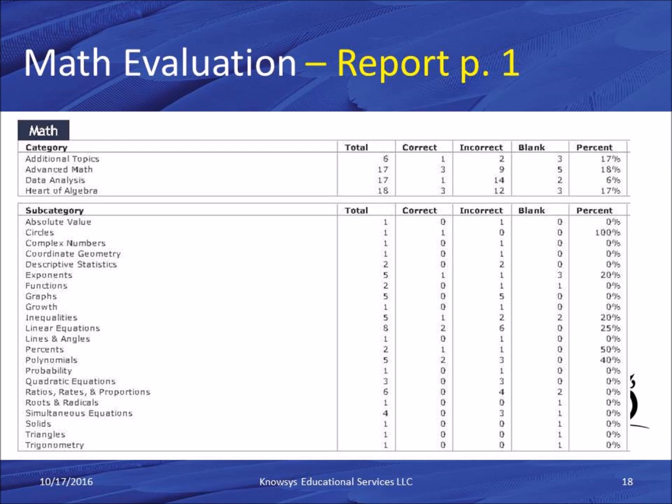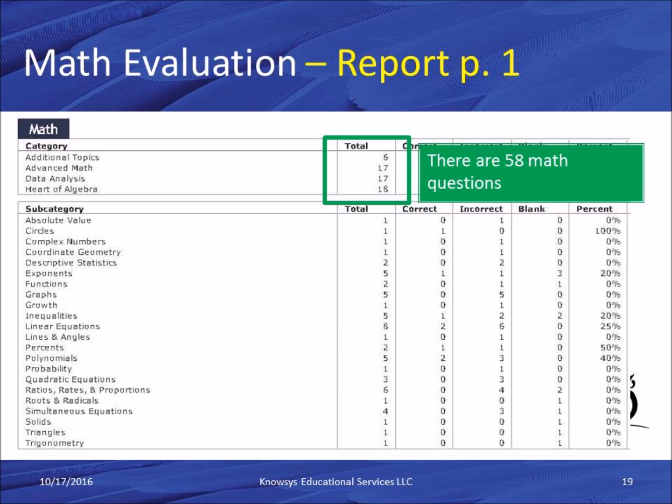Okay, so let's go back to your report and take a look on page 1 at the math evaluation. So what you're going to see is math, and then what you'll find at the top under math is the category and then subcategories of questions. Okay, so that's where we're going to focus first. At the very top, what you see is the total number of questions in each of these categories. You can see that there are 58 total math questions. That's both sections combined, and those questions are spread across these 4 categories.